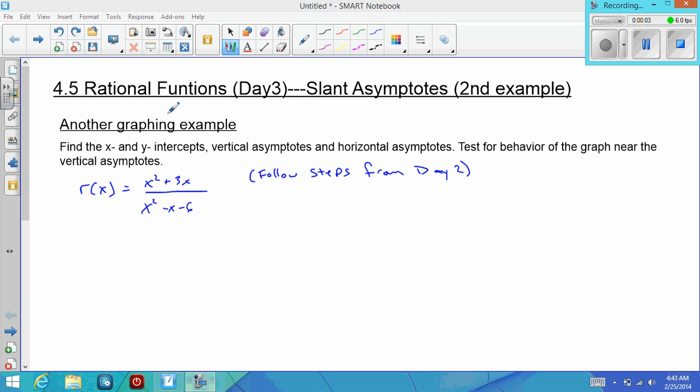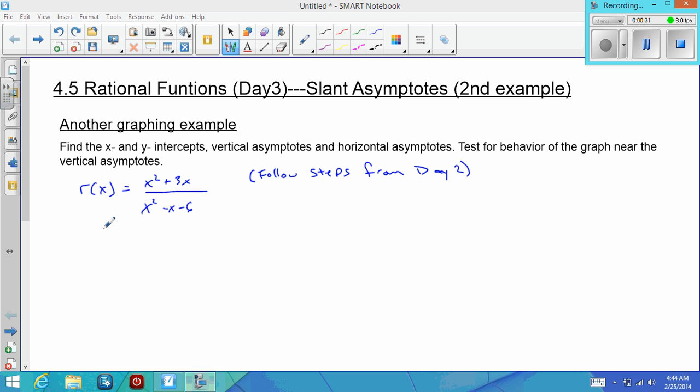This is 4.5 Rational Functions, Day 3, working with slant asymptotes. The slant asymptote will be addressed in the second example here. First, I'm going to do another graphing example, just like in Day 2, where we need to find the x and y intercepts, the vertical asymptotes, the horizontal asymptote. We're going to test for the behavior near the vertical asymptotes.